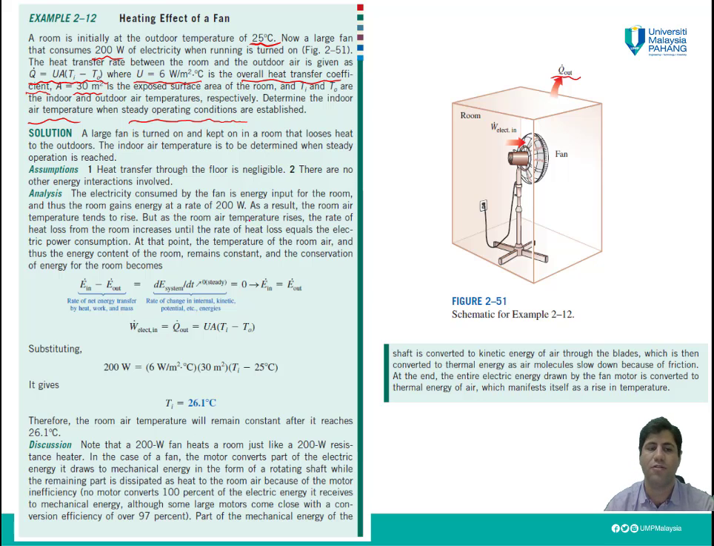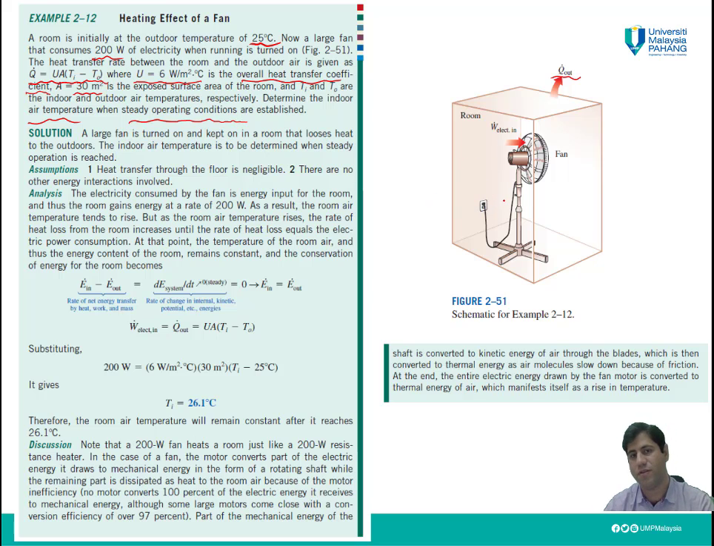As a result, the room air temperature tends to rise because this electricity comes to the system, and this is like a resistance. It causes the fan to run, and because of the resistance in the wires, the temperature will increase. This electric power.